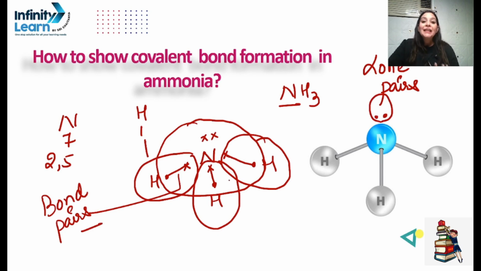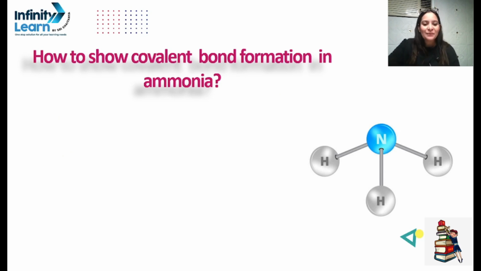So it is having single covalent bonds. All the 3 bonds are single, so you say it is having single covalent bonds. But if somebody asks you how many covalent bonds, you'll say the number of covalent bonds is 3, but all of them are single.